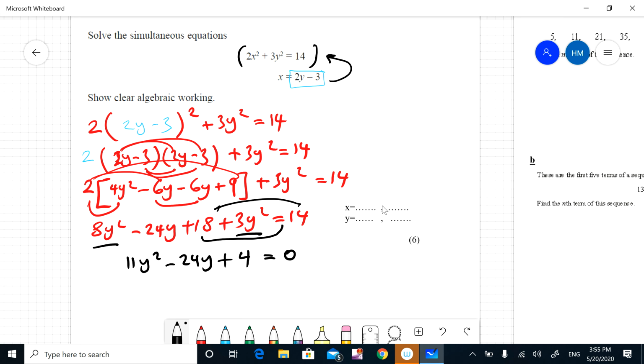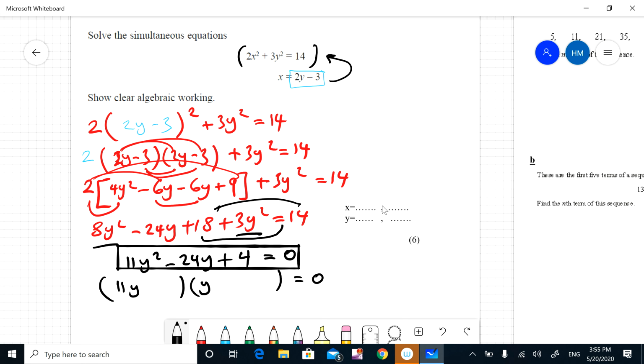Now you can either factorize this or use the formula. We can factorize it. If you want to factorize this equation as a quadratic equation, you know that a quadratic equation can be solved by factorizing, by using the formula, or by completing the square. I prefer factorizing. 11y squared is 11y multiplied by y, and 4 is 2 times 2.